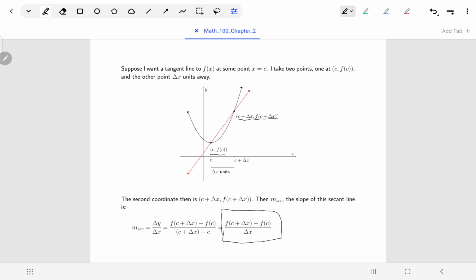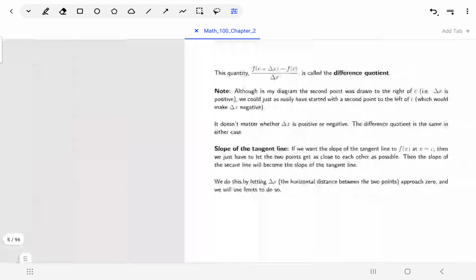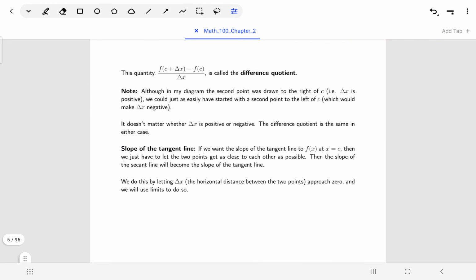The other part to address here is the getting as close to 0 as possible. That's, of course, using limits. If we're looking at taking our two points and letting delta x get as close to 0 as possible, what we're doing is looking at the limit for our difference quotient as delta x approaches 0. So that's what we're doing here. We're starting off with a difference quotient, which essentially gives us the slope of our secant line, and then we turn it into the slope of our tangent line by letting our delta x get as close to 0 as possible, and we do that with limits.